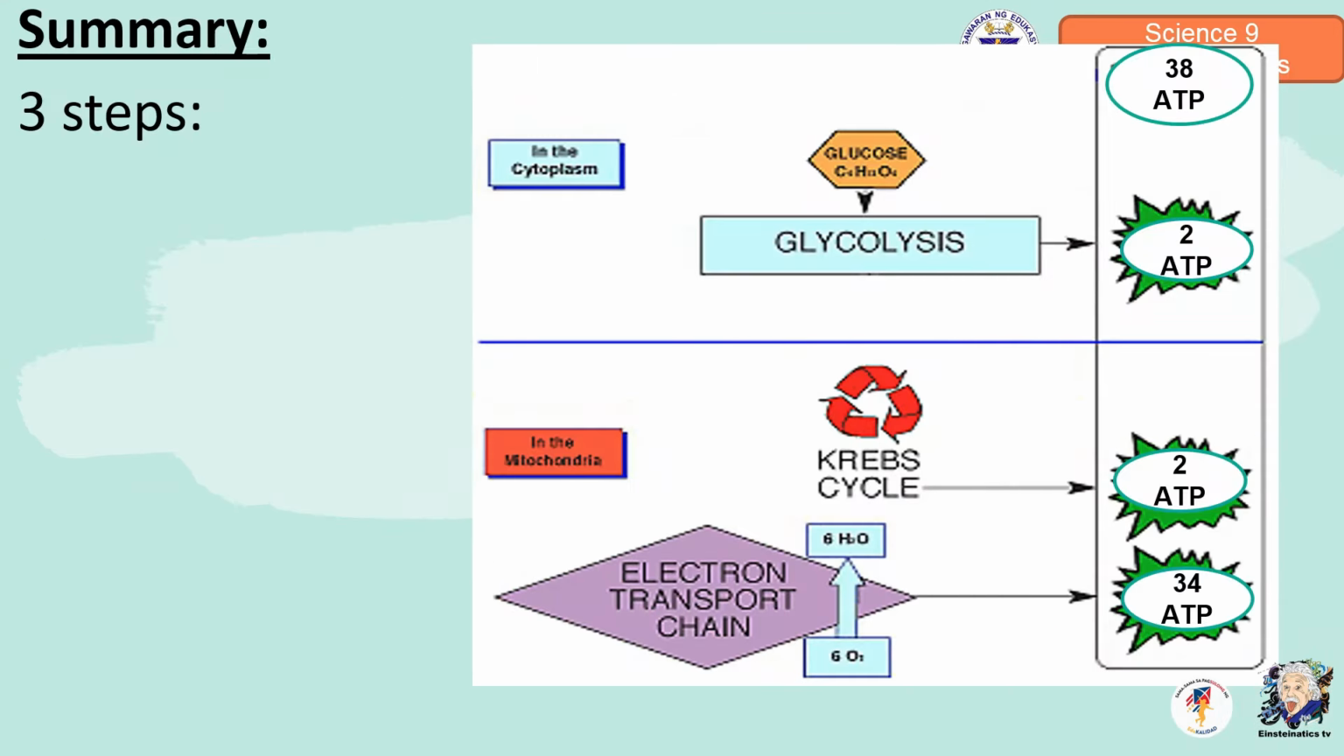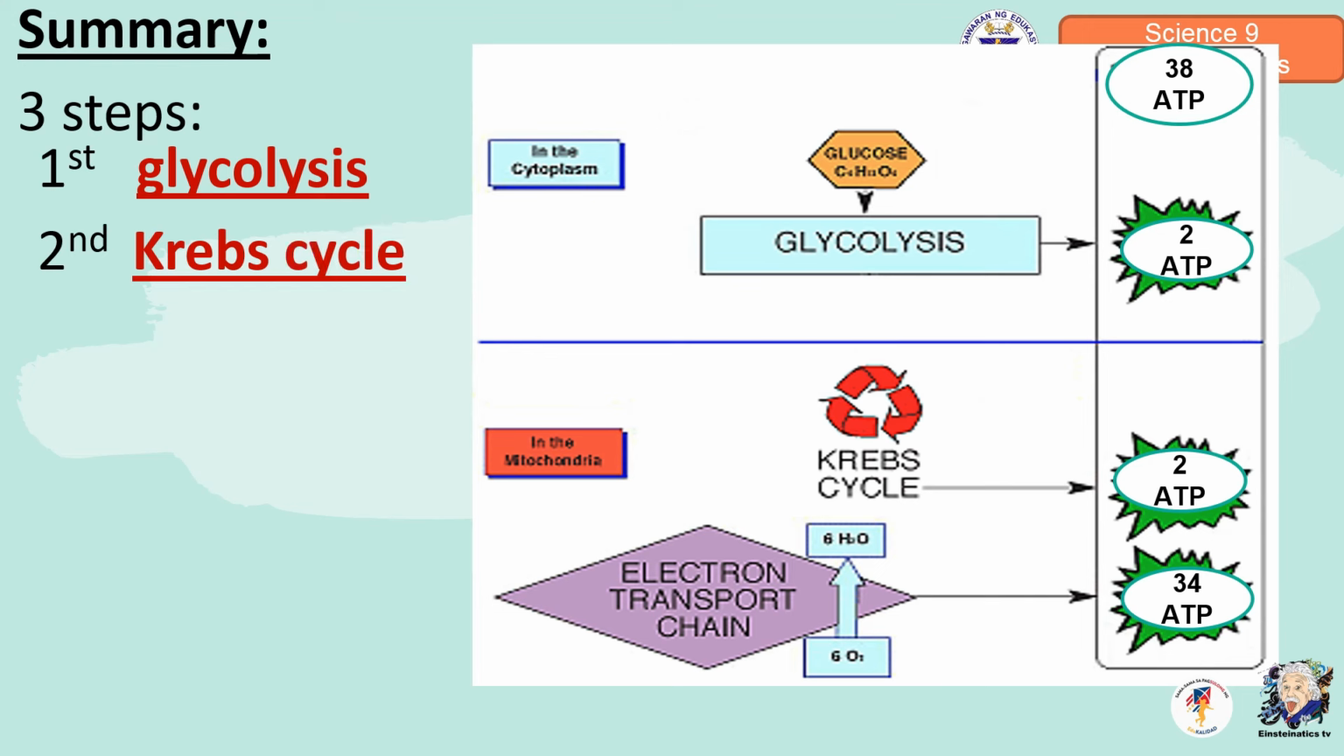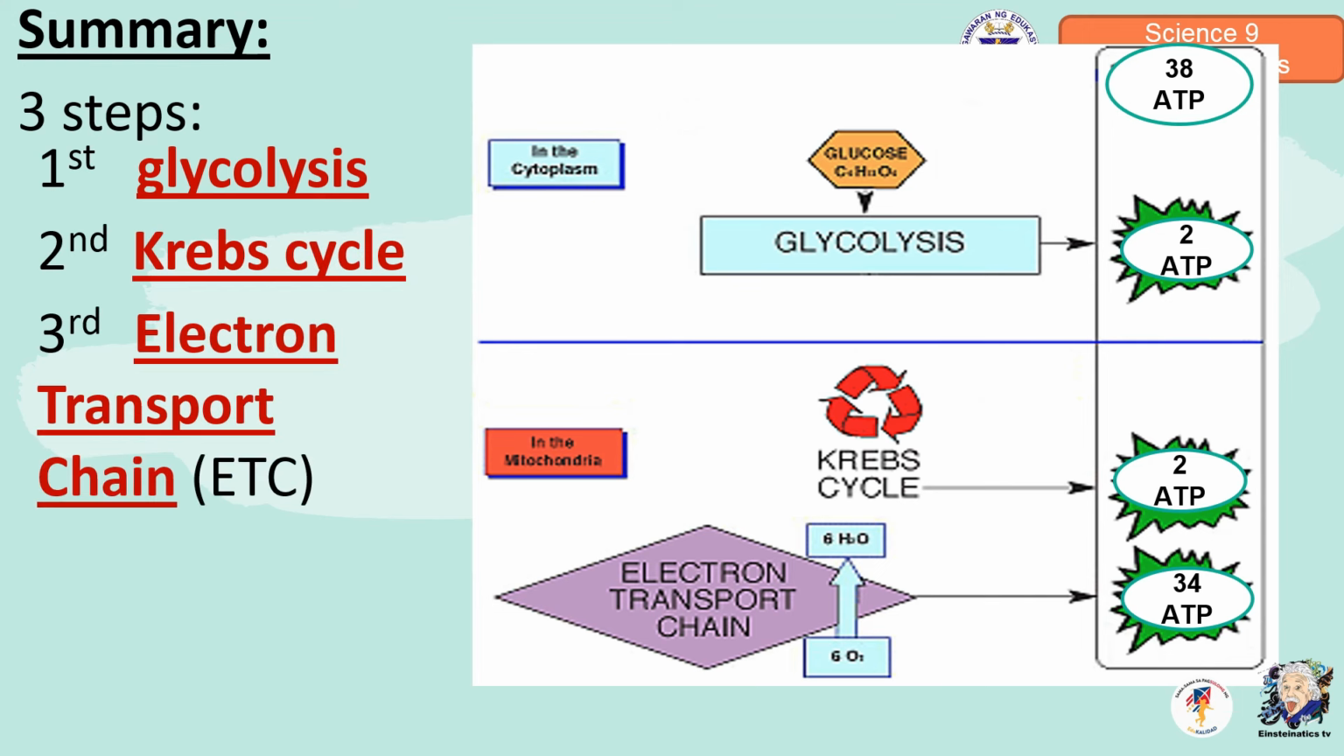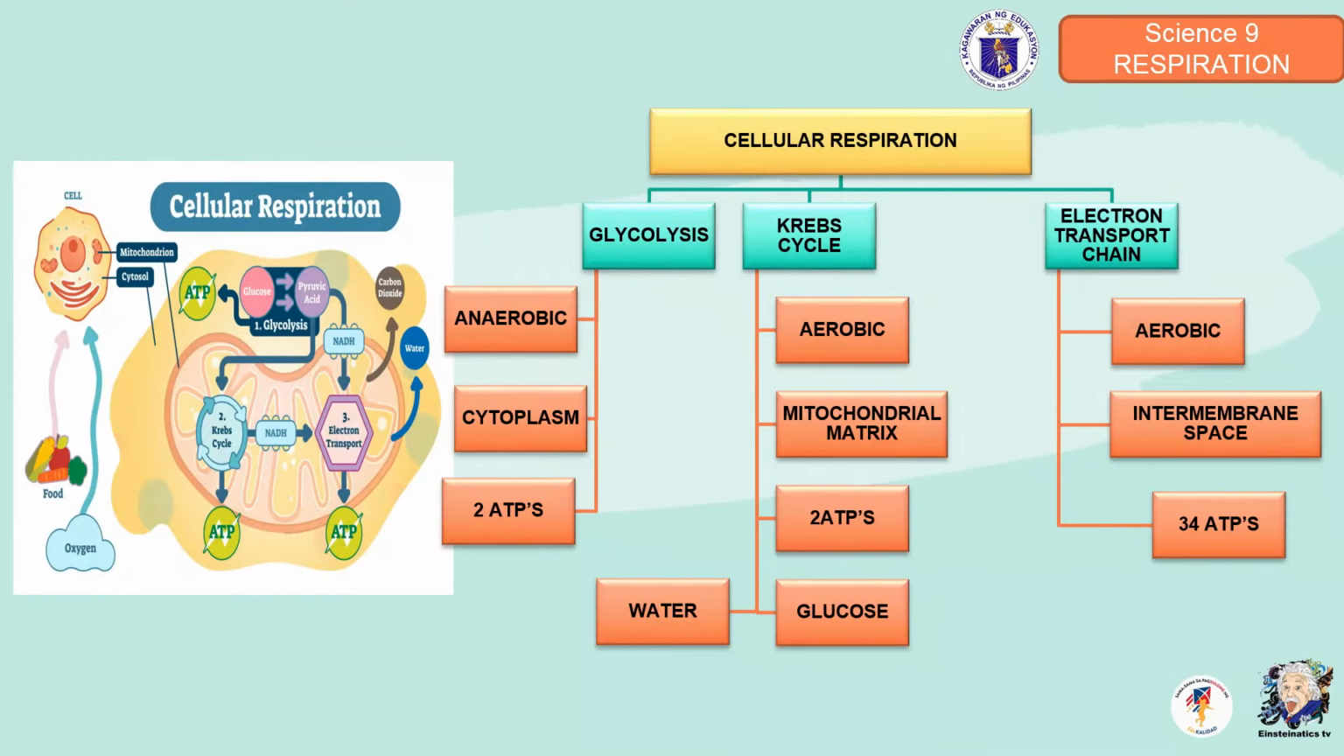So here is a quick summary for the process of cellular respiration. The first one is glycolysis, the second one is the Krebs cycle, and the third one is the electron transport chain. Ultimately, the main goal of cellular respiration is to produce energy that would be used by the organism. Now, let us sum up the process of cellular respiration.